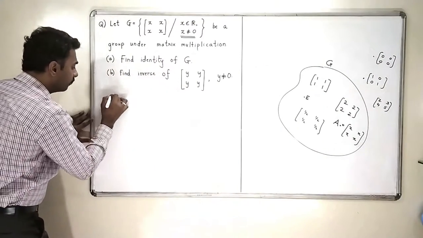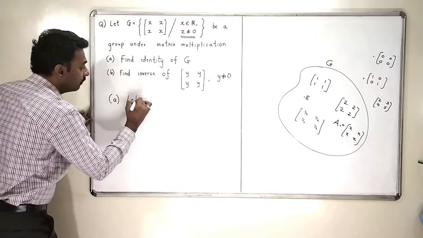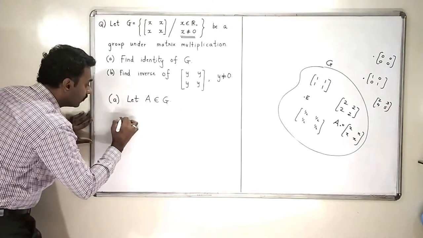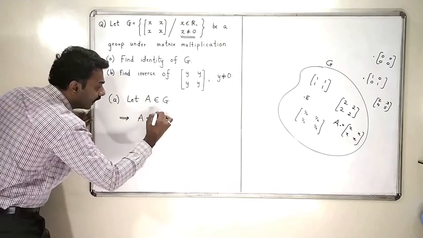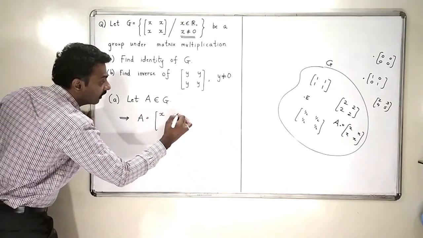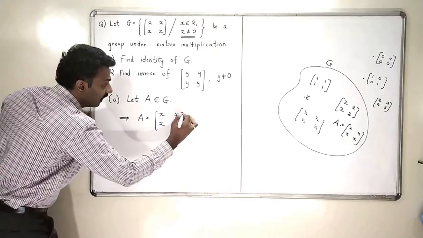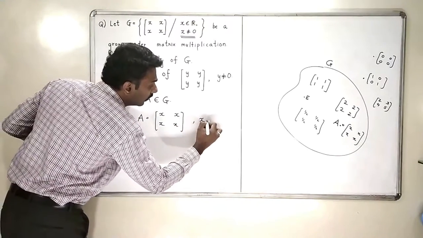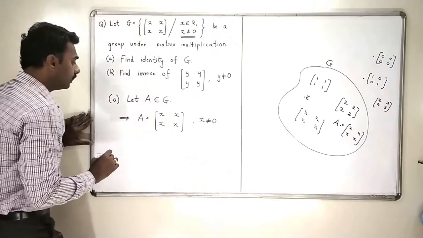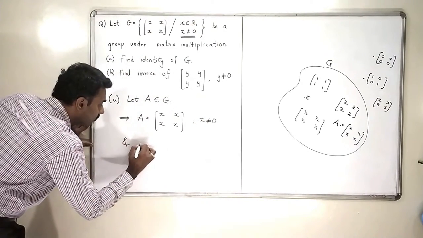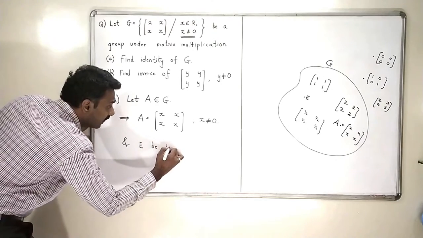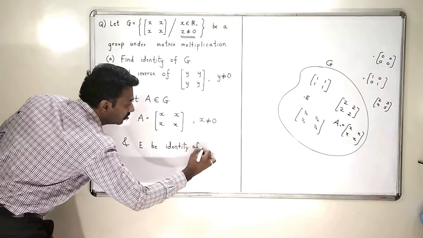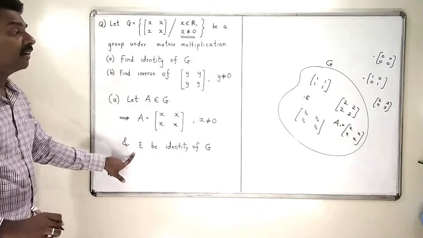So let me go for the first part now. Let A be any matrix in the set G. Means how is A looking? What is the format of A? A will look like X, X, X, X, where this X cannot be 0 and it is a real number. Okay? And let E be the identity of G. Identity of G. So how will this E matrix look?